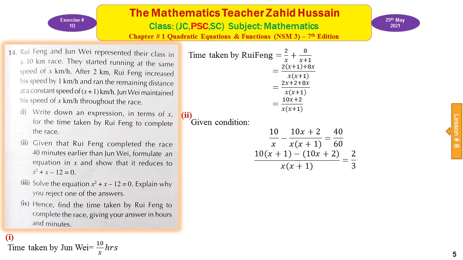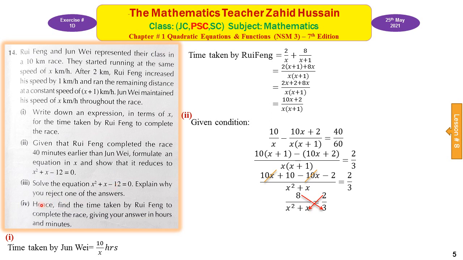Solving this equation by taking the LCM, now we will cross multiply 8 with 3 and 2 with x square plus x, and we will get this equation: 2x square plus 2x minus 24 equal to 0. But we need the equation x square plus x minus 12 equal to 0, where the coefficient of x square is 1. Therefore we will divide the whole equation by 2 to get x square plus x minus 12 equal to 0, which is the required equation we are asked to show in part 3.